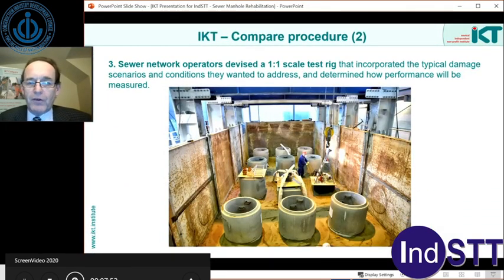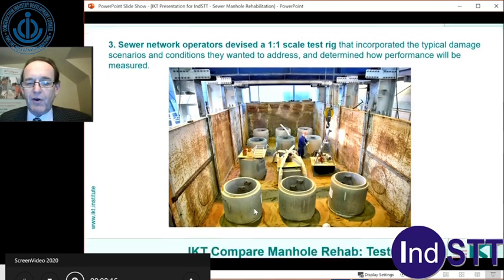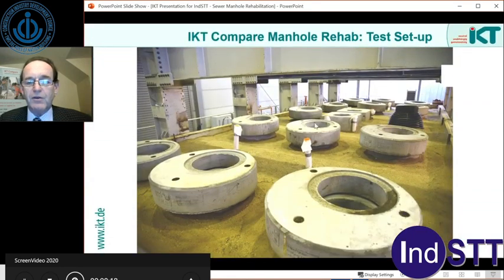So for the 1-to-1 scale rig, we use the large test pit at IKT. This is 15 meters long, 6 meters wide, and 6 meters deep. And we built a number of manhole chambers or shafts using new materials, but with simulated damage patterns. Once these were built up and the whole pit was filled with sand, it looked like this.